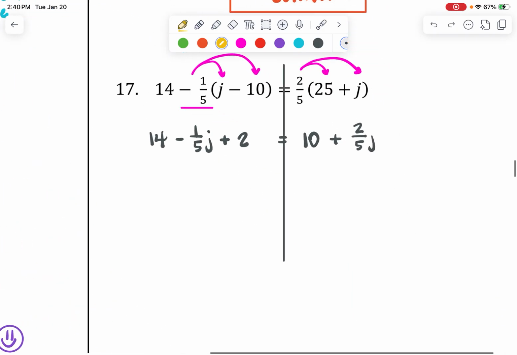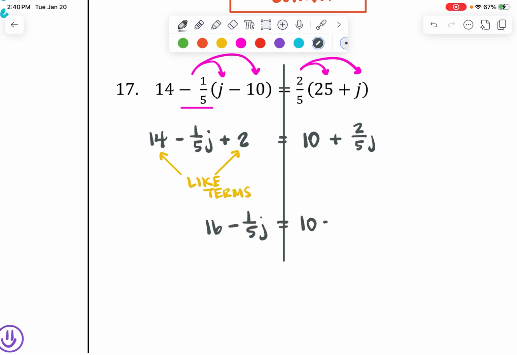And I do happen to have some like terms, right? Because I've got a 14 and a positive 2 on the same side. So these are like terms that should just be combined. So that's going to give me 16. And then I'm going to bring everything else down. Remember, organization is key, so that we don't get lost in our own math work. All right, so we've distributed, we've combined like terms.